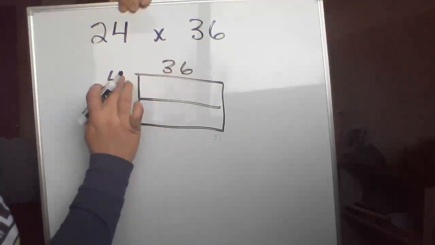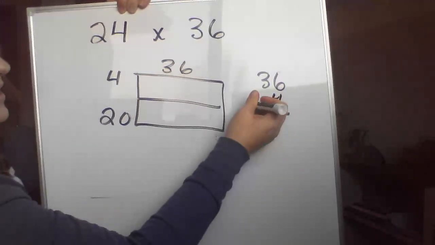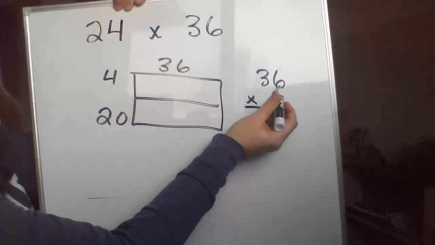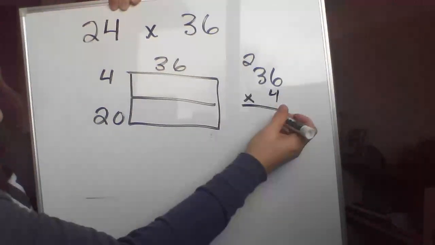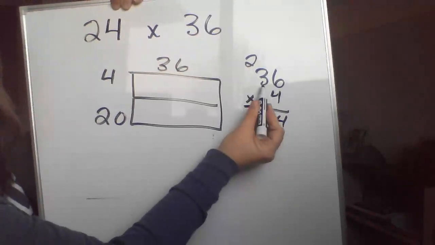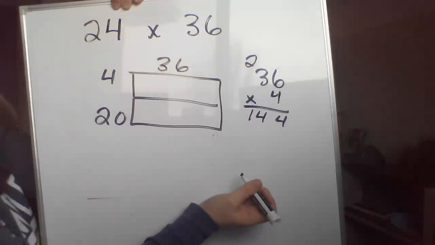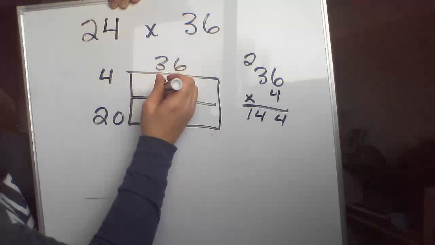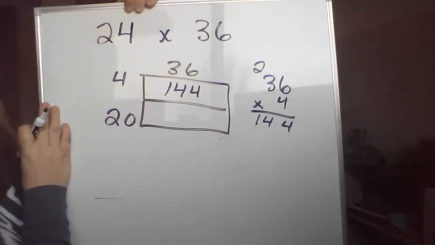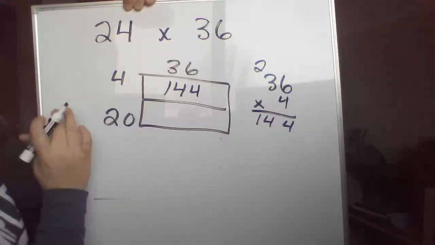We could take our 36 over here and do 36 times 4, right? That standard algorithm practice that we've been doing. So 4 times 6, 24. 4 times 3 is 12, plus 2 more is 14. 144. Okay, so then we could think of this next one of 36 times 20.